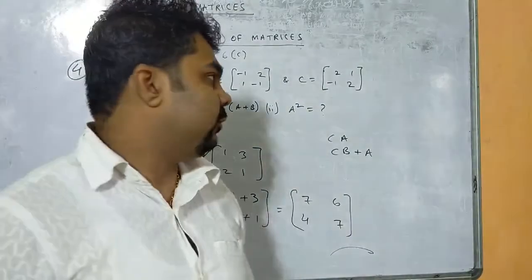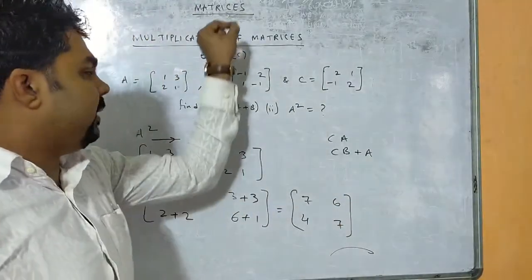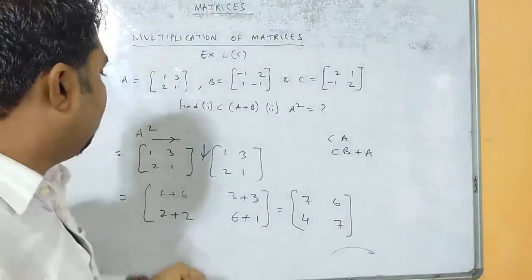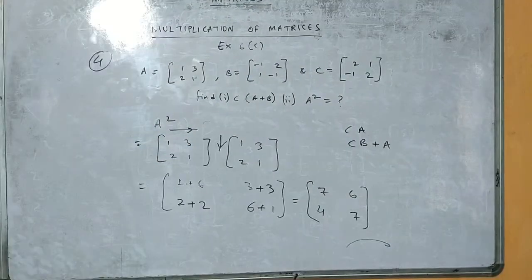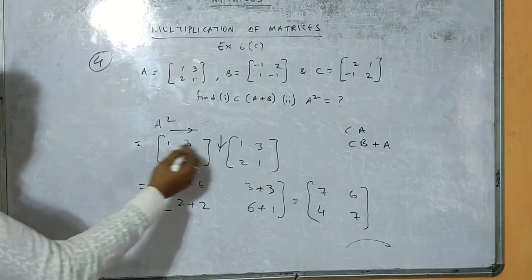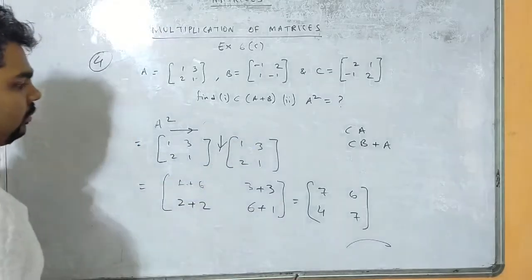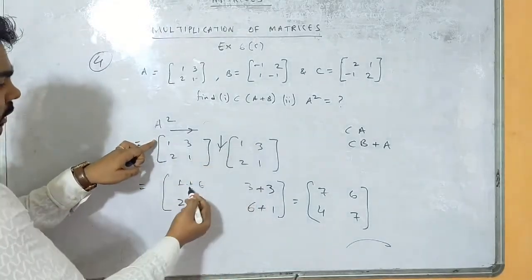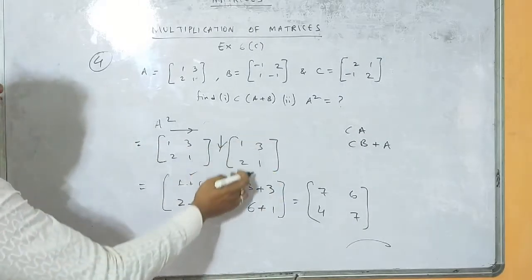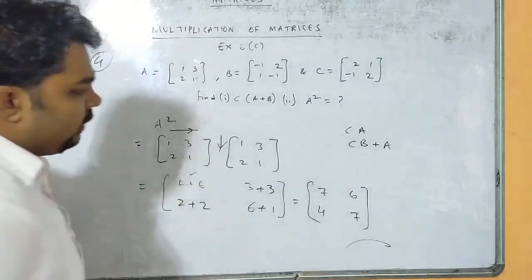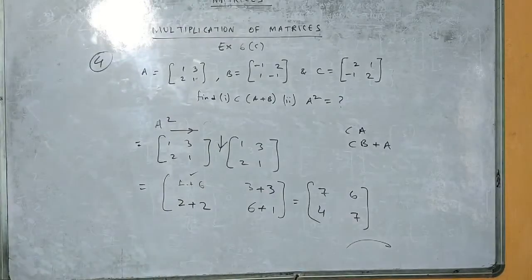Row-column multiplication we will do, that means when you are multiplying row 1, do it with the other columns. Like here, 2 rows are there, so 2 rows are multiplied with 2 columns. Row 1 first multiplied with column 1, row 1 multiplied with column 2, similarly row 2 with column 1 and column 2. So our next answer is 7647.